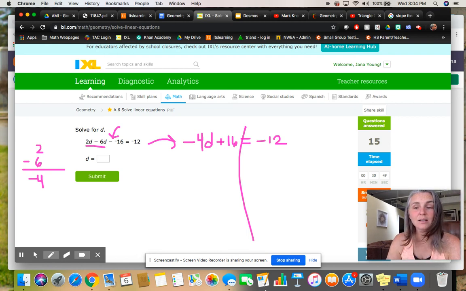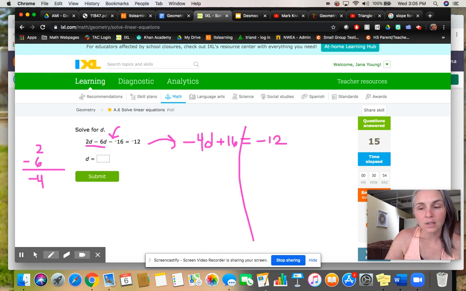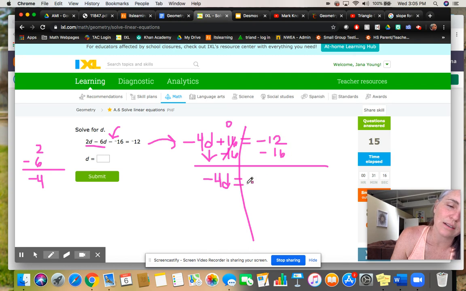That was the ugliest line ever. Okay, moving this plus 16, I'm going to subtract 16. 16 minus 16 is 0, just like I want it to be. Bringing down the negative 4d from the steps before it, and that's going to be equal to negative 12 and negative 16, signs alike. Add, keep the sign, that is 28.